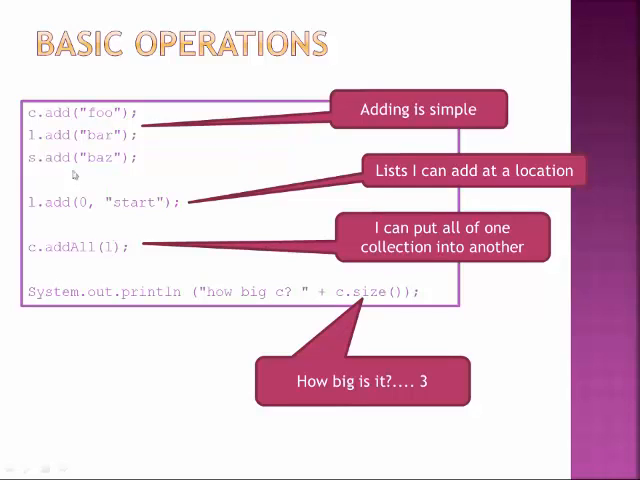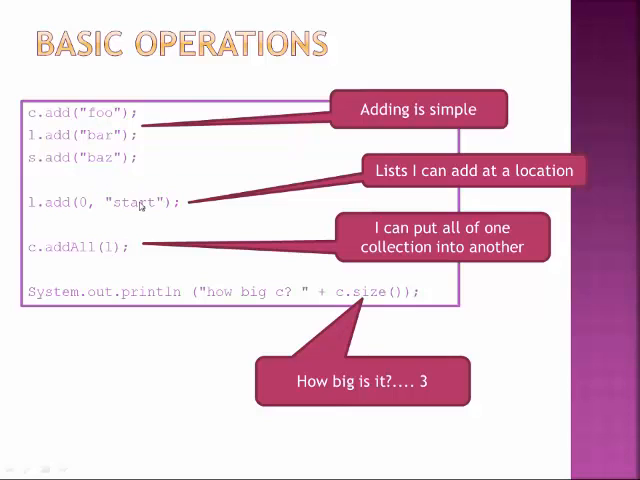So the basic operators on all collections: I can add to a collection, a list, or a set. For a list, I can add at a specific point, so I can add into 0 inside of there. In any collection, I can say addAll. So I can take all the elements of the list L and add them to the collection C. So let's say that C is its own collection. I take C and add foo. I take L and add bar. S and add baz. And then I go to L and add in start.